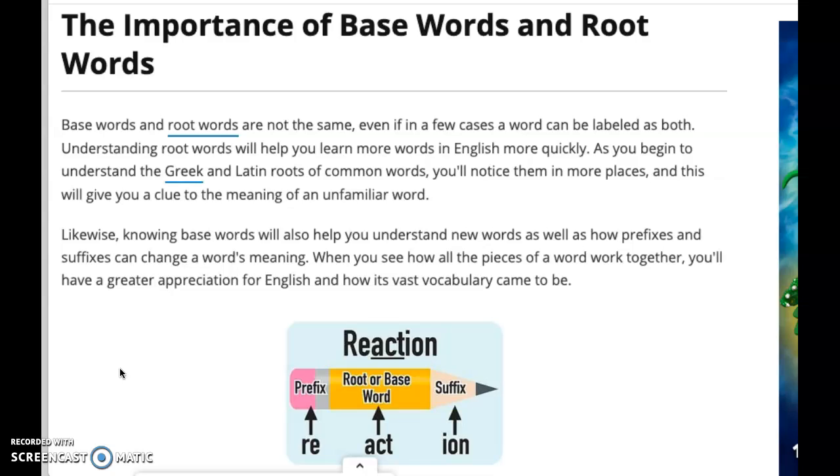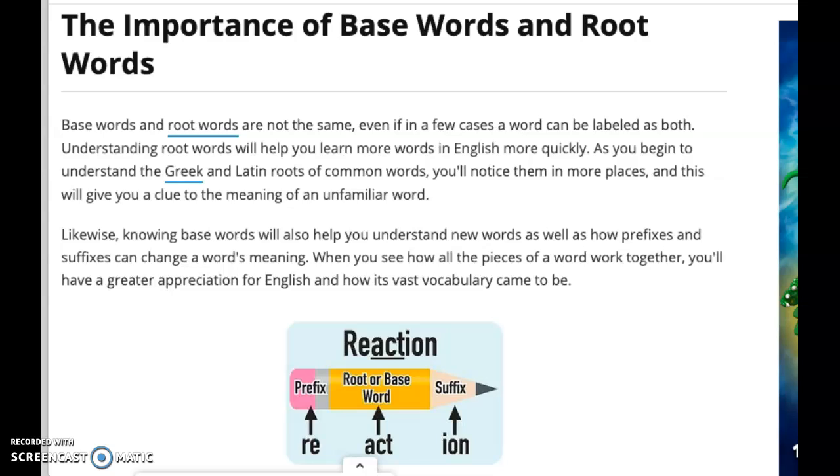As you begin to understand the Greek and Latin roots of common words, you'll notice them in more places, and this will give you a clue to the meaning of an unfamiliar word. Likewise, knowing base words will also help you understand new words as well as how prefixes and suffixes can change a word's meaning. When you see how all the pieces of a word work together, you'll have a greater appreciation for English and how its vast vocabulary came to be.